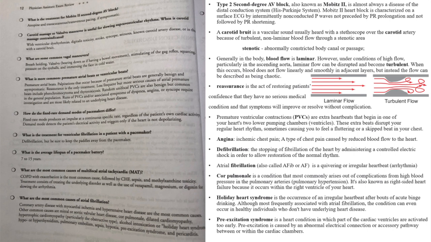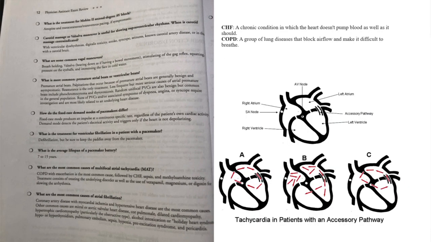Hypothyroidism, hypoxia, pre-excitation syndrome, which is the ventricles being activated too early, caused by an abnormal connection or accessory pathway between or within cardiac chambers. So it travels electrically in different pathways. Okay. And that's it for today.